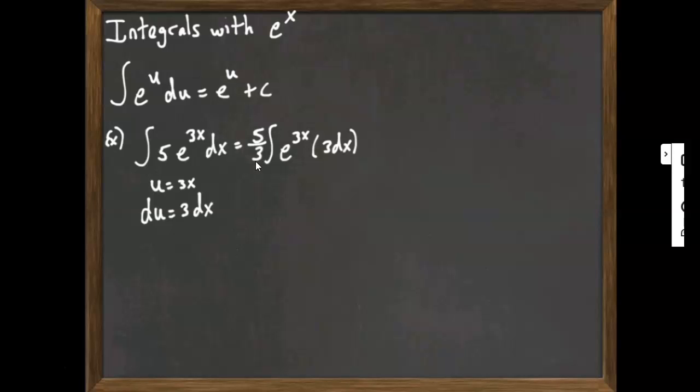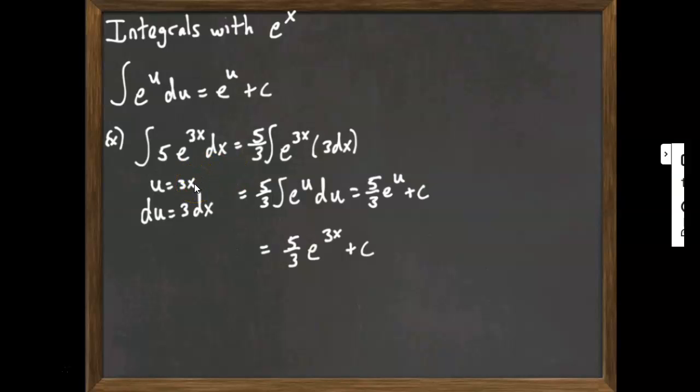I'm going to do this the long way here. So I'm going to go ahead and change over to u. So I'll have 5/3 integral e to the u du. And now that's ready made for our integral formula. That's just going to be 5/3 e to the u plus a constant. And then we substitute back in for what u is. We know that u is equal to 3x. So we get 5/3 e to the 3x plus a constant.